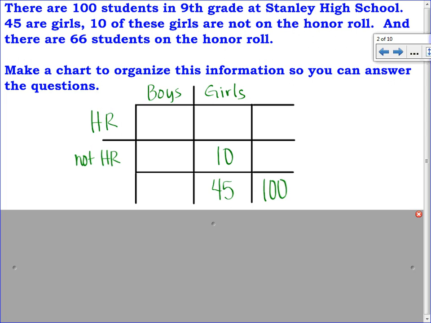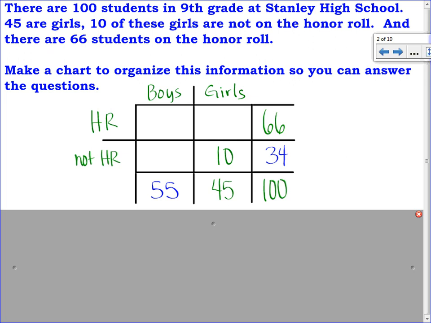We have one more number. There are 66 students on the honor roll. Well, that's a total. There's 66 students on the honor roll. Now it's a simple subtraction problem to fill in the rest of it. If there are 45 girls, that means there are 55 boys. If 66 kids are on the honor roll, 34 are not on the honor roll. This 10 right here allows us to fill in all the rest of them that are on the inside of the chart that are not considered totals.